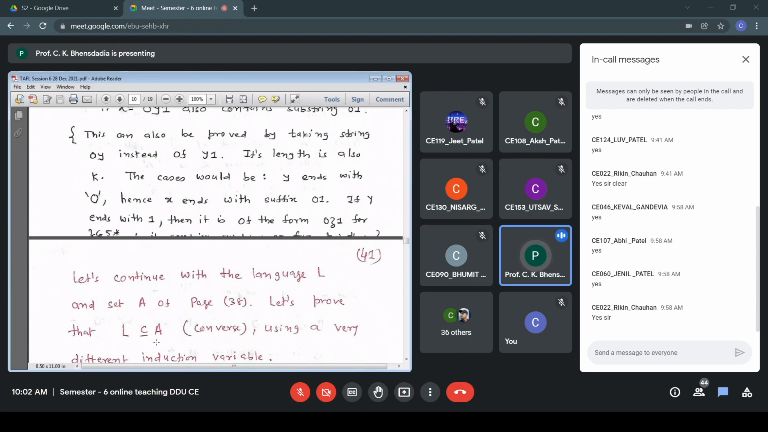Can anyone guess what could be the induction variable other than length of string? We want to prove L is a subset of A using a different induction variable.